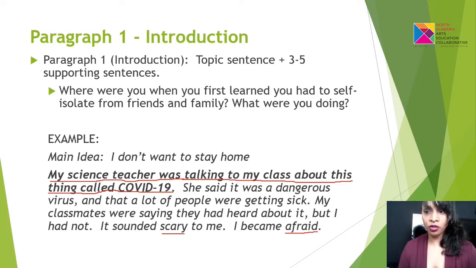So what I want you to do right now is decide what your topic sentence is going to be for your first paragraph, which will answer the question, where were you when you first learned you had to whatever? Where were you when you first decided that you wanted to learn more about COVID-19? Where were you when you first heard that your grandparent was sick? Where were you when you first found out that schools were going to be closed? What were you doing? How did it make you feel? Okay?